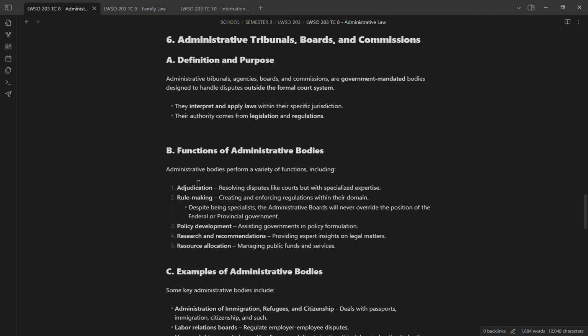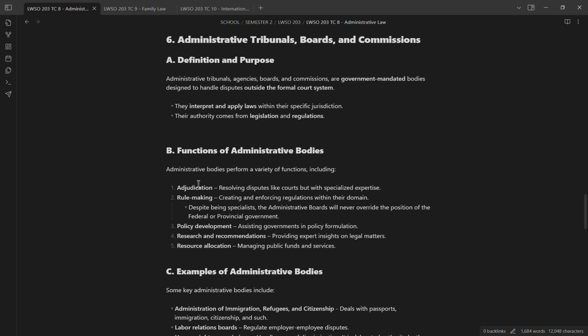Administrative bodies perform a variety of functions. They adjudicate or resolve disputes like courts, but with specialized expertise. They make rules, creating and enforcing regulations within their specific jurisdiction. Despite having this specialist nature, it's important to note that they will never override the position. They are not superior to the federal or provincial government.